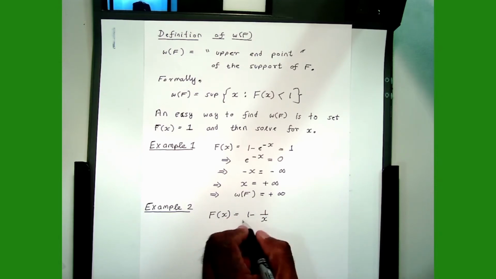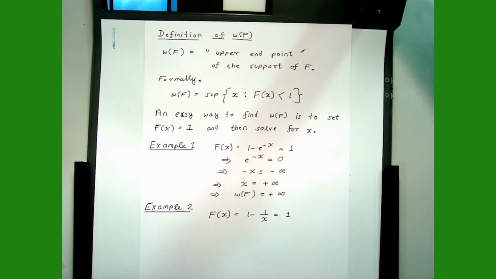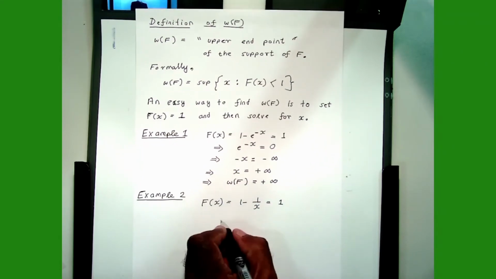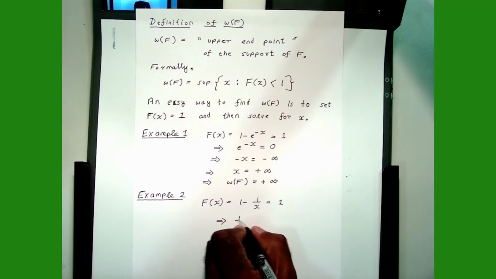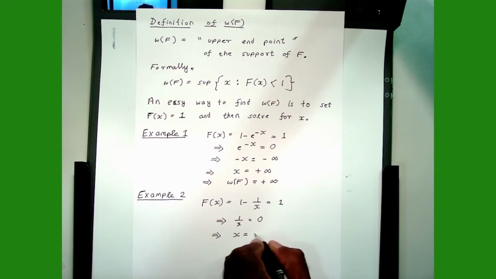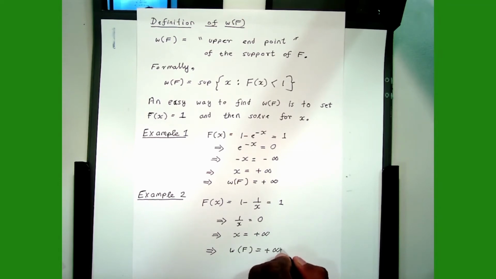To find the w of f, we need to set this to 1 and solve for x, right? So this implies that one over x is equal to 0. So this implies that x must be equal to plus infinity, and therefore w of f must be equal to plus infinity, right? So in both these examples, w of f is equal to infinity.